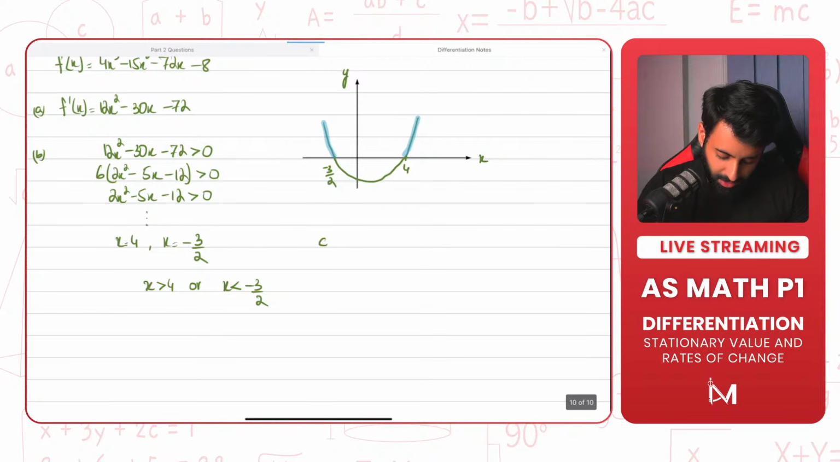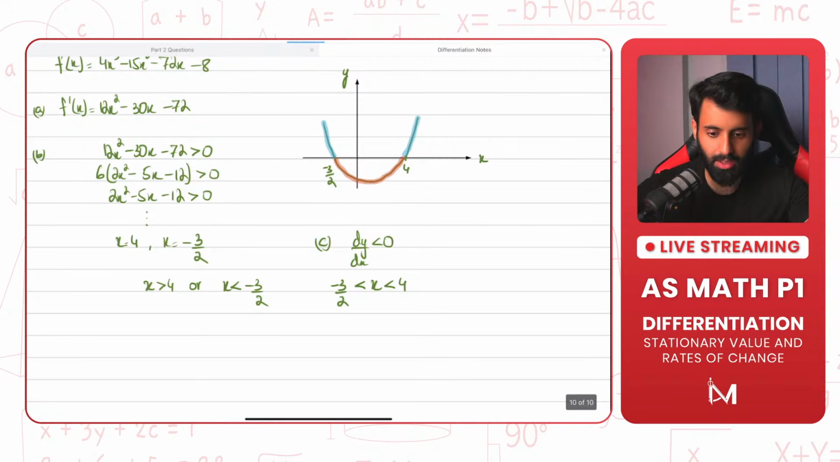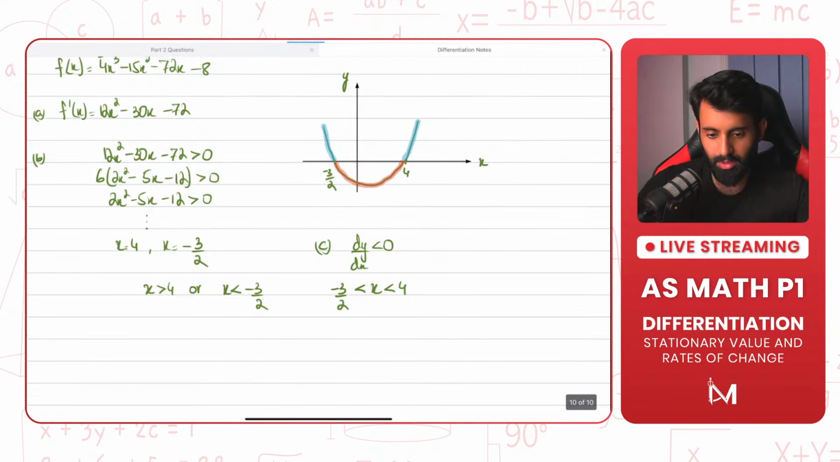Now for part C, where dy by dx is supposed to be less than 0, we're not going to do all the work all over again. In fact, we're just going to write down the range for this part of the curve, which is x is greater than minus 3 upon 2 and less than 4. And there you go. That's the answer.